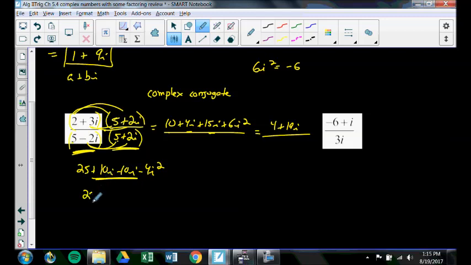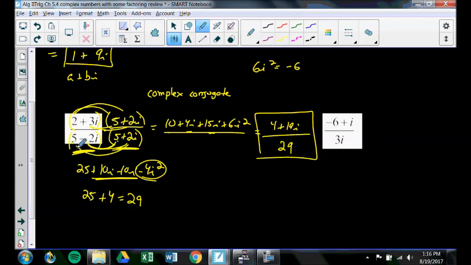So it becomes 25. And then negative 4i squared. Well, i squared is negative 1. So this is actually plus 4. 25 plus 4 is 29. We got rid of the i on the bottom of the fraction by using the complex conjugate. That's how you simplify these. You have to multiply by the conjugate, and the beauty of this method is these middle terms will always cancel.